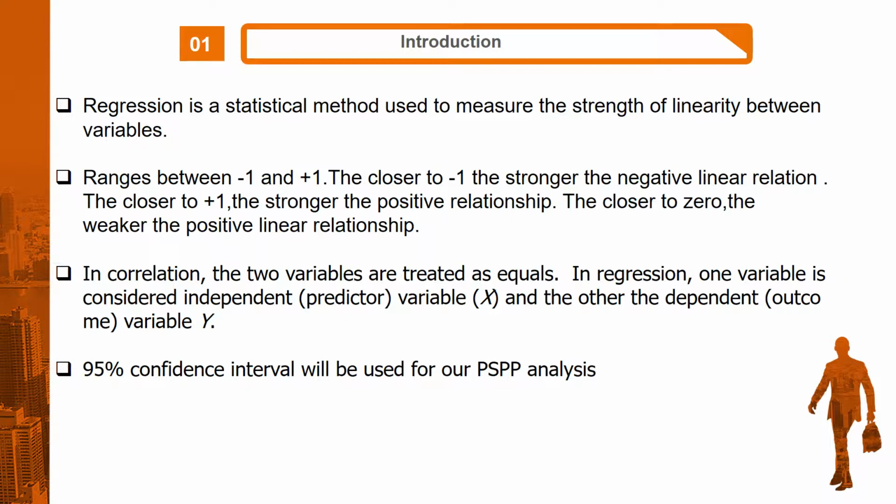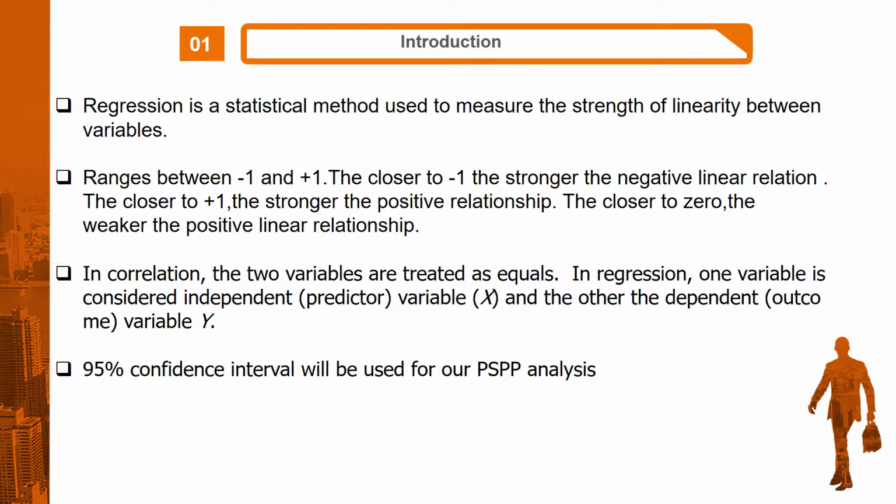Another very important thing to note is that the closer you move to -1, the stronger the negative linear relationship between the variables in question. And the closer to +1, or absolute 1 value, the stronger the positive relationship between the variables in question. And the closer to 0, the weaker the linear relationship between variables.